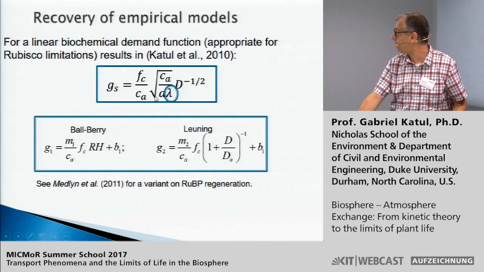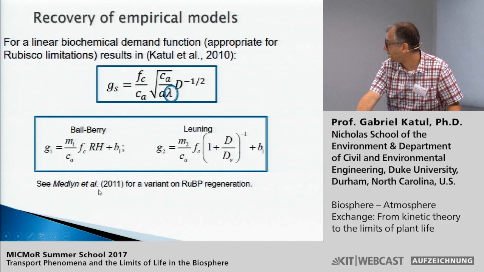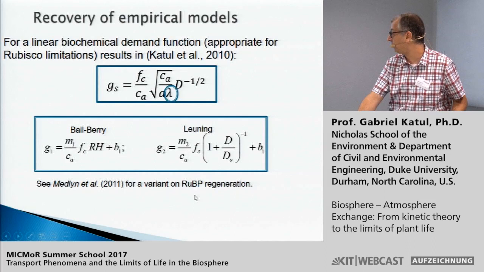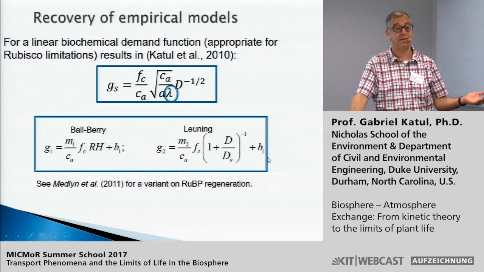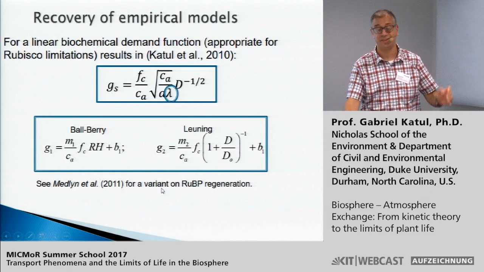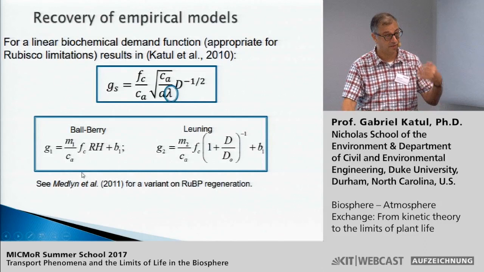Now, Belinda Medlyn in 2011 had a variant on this derivation, slightly different result here, but by and large, the result is very similar. And she actually came up with this result assuming RuBP regeneration rather than a linear A-Ci curve. So her result is a little bit more general than this one. But it does suggest that no matter what the limitation is, whether a linear A-Ci curve or a nonlinear A-Ci curve, it seems that the tendency of stomatal conductance to scale linearly with Fc over Ca is, as we say in mathematics, a strong result. Okay.